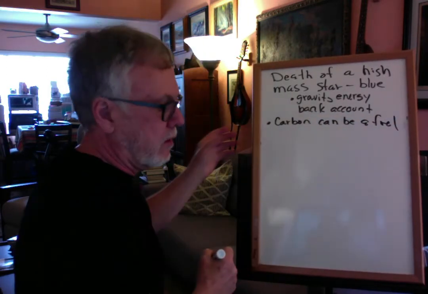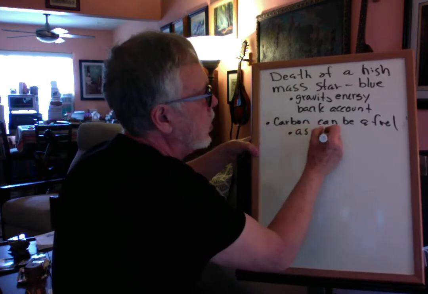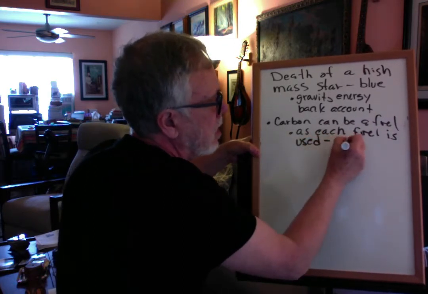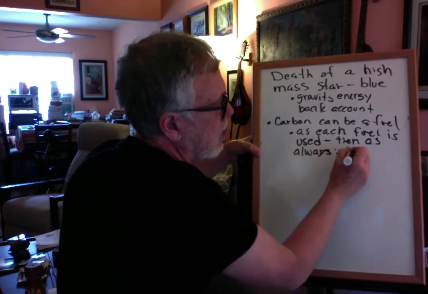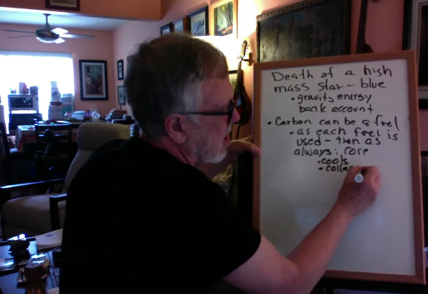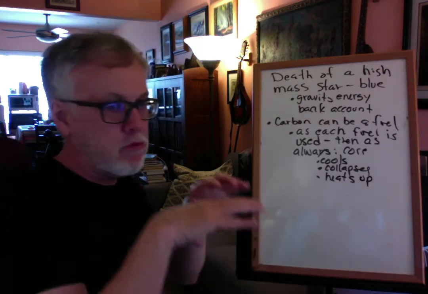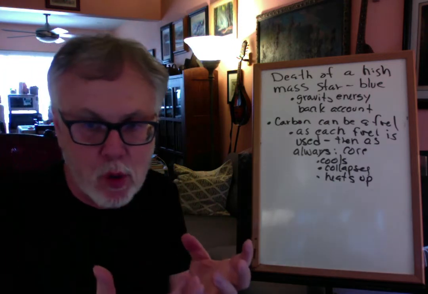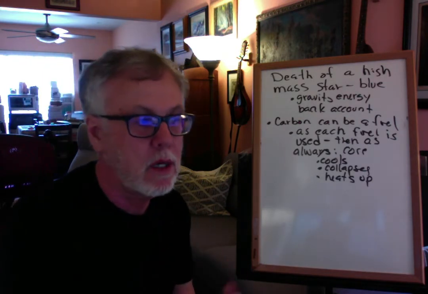And so it's used as a fuel. And then it's used up, and as each fuel is used in these stars, then as always, the core cools, collapses, and heats up. And it keeps collapsing and collapsing, heating up layers above that old core like it did in the low mass stars, producing regions above the old core where new energy production formed. And more energies formed out of this new fuel.